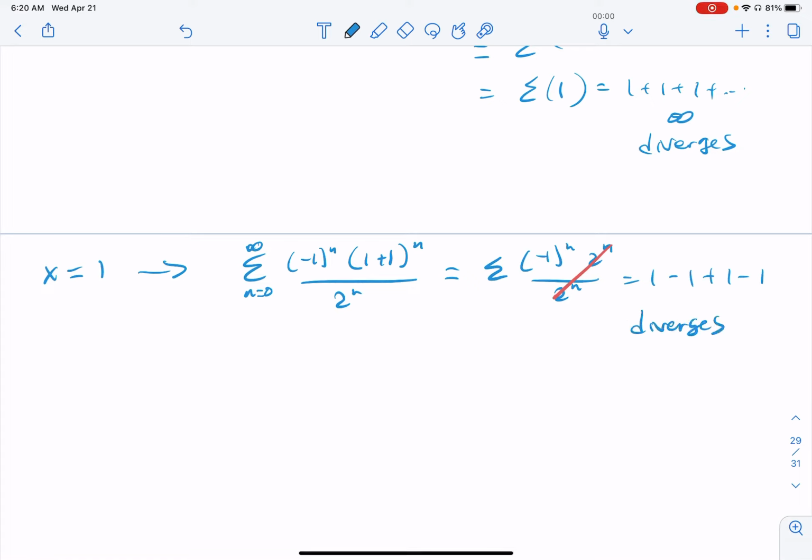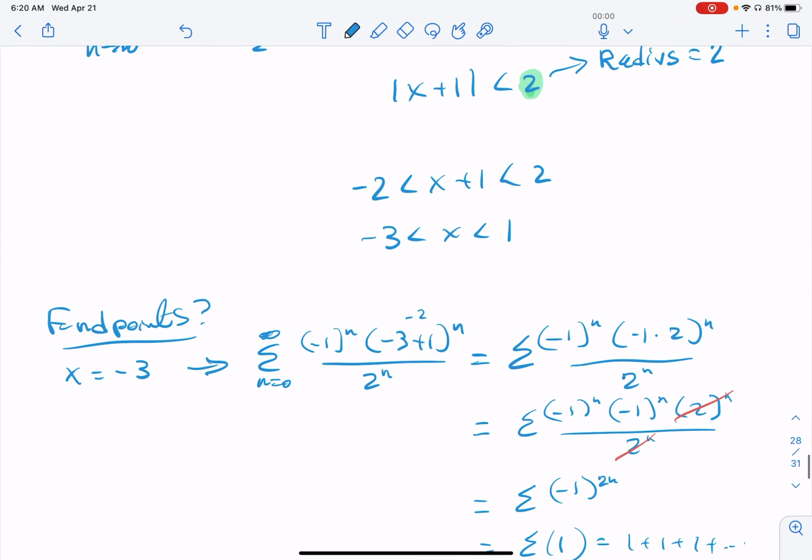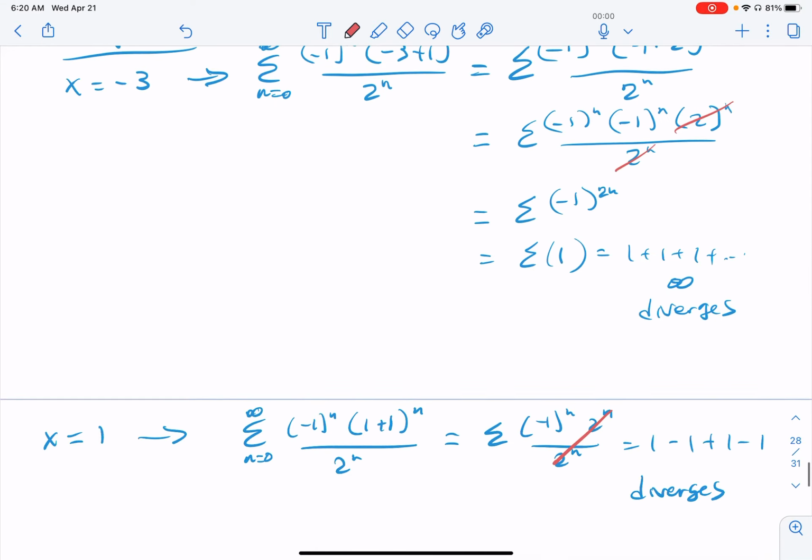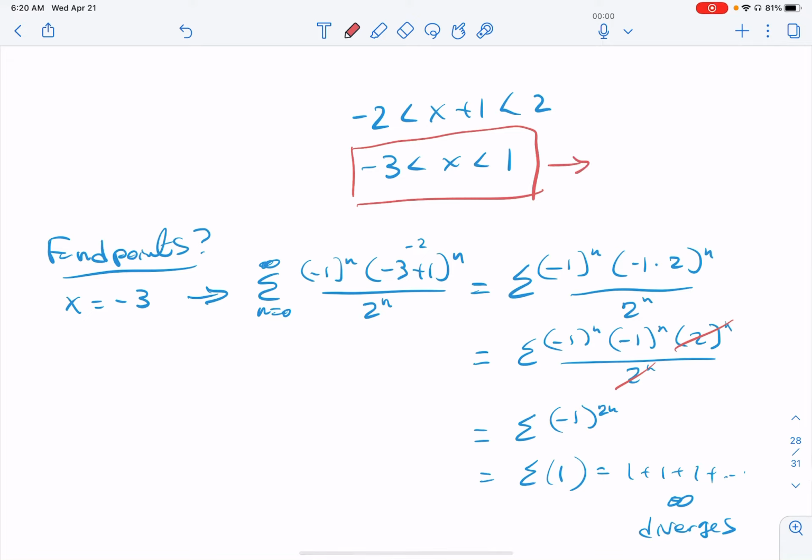Okay, what does that mean? That means we don't get that endpoint either. And our final interval of convergence is the one that we started with. Wow, all of that work for nothing. Well, not for nothing, because we at least were able to eliminate the fact that it converges at its endpoints. Okay, so this is our interval of convergence.